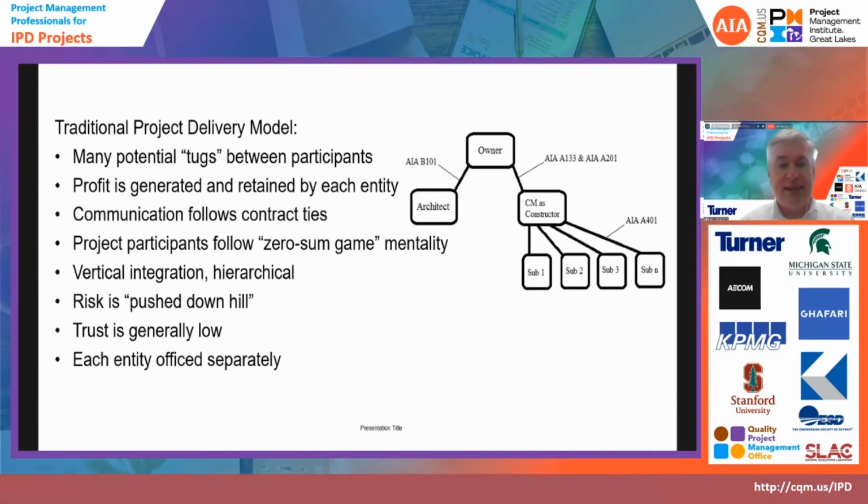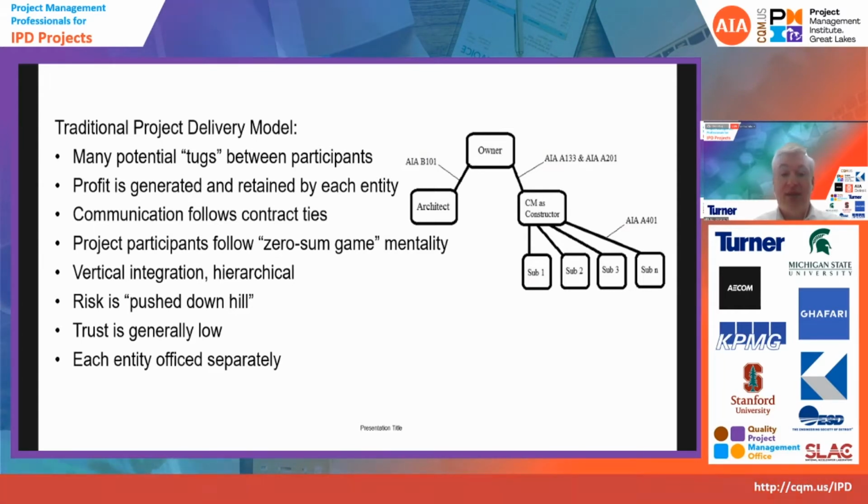A structure like this tends to get people to think about the project as a zero-sum game. So if one participant is not making money or getting disadvantaged, somebody else might be getting an advantage. Because the parties are siloed, because they're individually generating their own profit, they can sometimes fall into the trap of thinking of it as a zero-sum game. And we've all probably seen that throughout our careers. Traditional projects are vertically integrated, they're hierarchical. Contractually, risk is pushed downhill. The owner pushes risk down to the architect and to the contractor. The contractor pushes it down to the subcontractors, and so on and so forth.